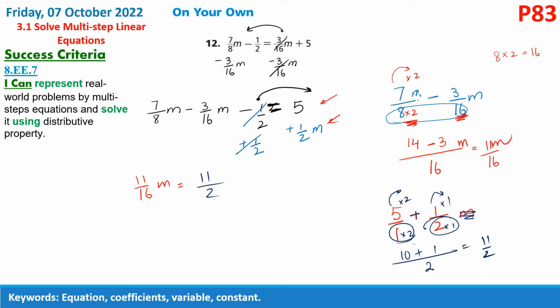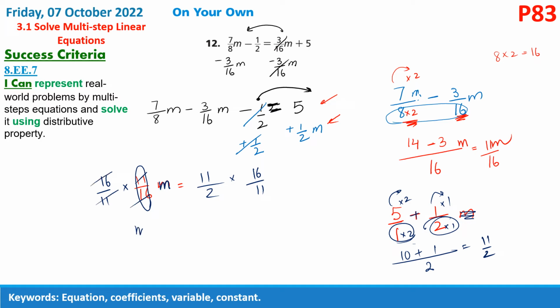Okay. Now what do we do? You multiply both sides by the reciprocal of this one. Why? Because I want to find only m. So if this is 16 by 11, here we write 16 by 11, and here also we write 16 by 11. Now, up numerator, down denominator, so up with the down cancel. So 11, 11 cancel. This 16, 16 cancel.